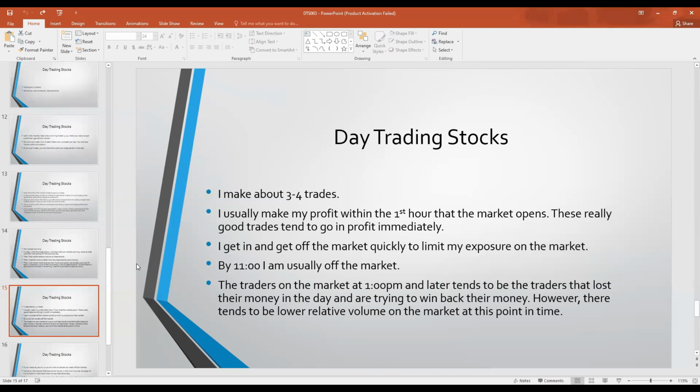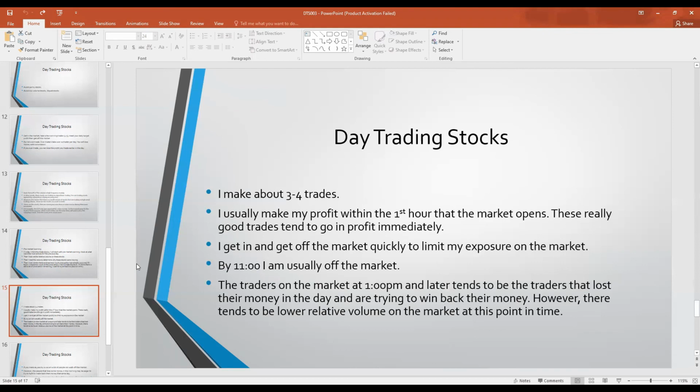By 11 o'clock a.m., I am usually off the market. Traders who are on the market at 1 p.m., 2 p.m., 3 p.m. tend to be traders that lost their money earlier. These are traders that may have taken some trades early in the morning and lost some, and then they're trading the market trying to make back the money they lost earlier. However, they're trading at a disadvantage in the sense that there will be less trading volume later in the day than when the market opens.